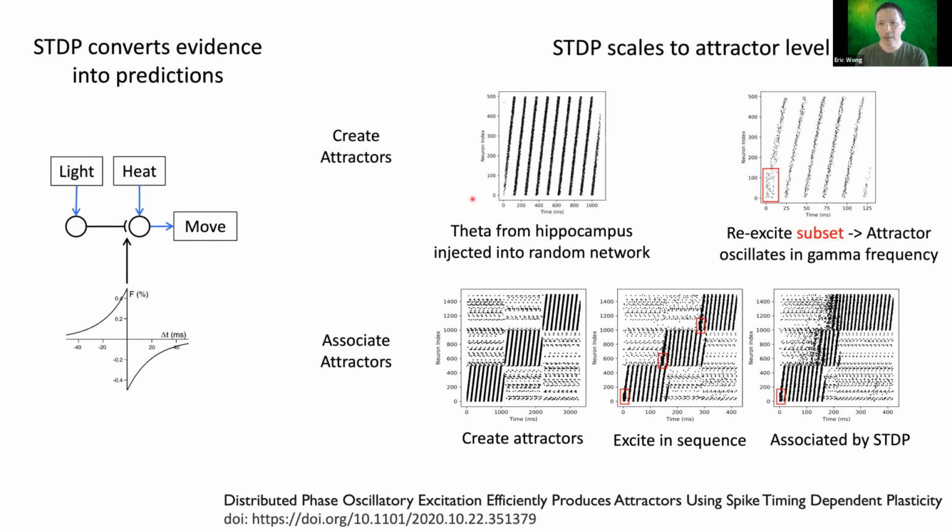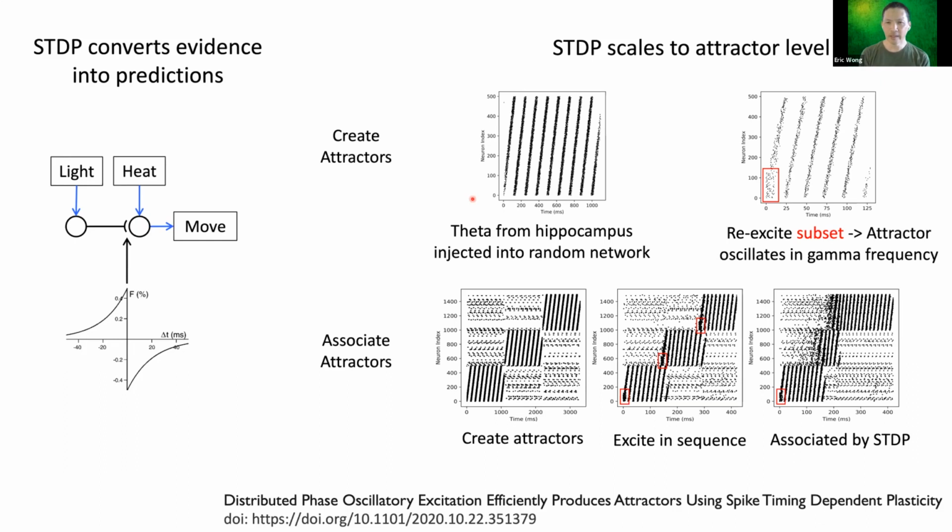And we've recently noted that this same principle of basic STDP, converting evidence into predictions, scales up to the attractor level. This is in a paper that we just uploaded to bioRxiv just last week. It's listed at the bottom of the screen.